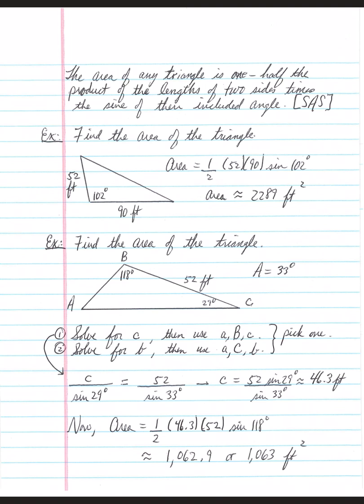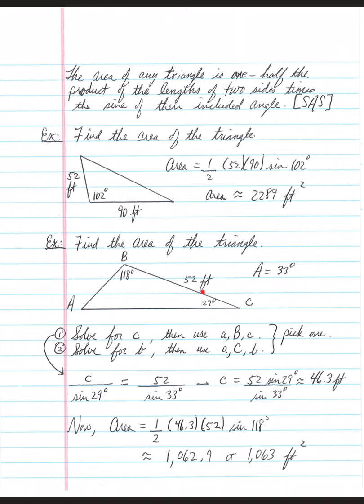There's a couple of ways to approach it. Remember, we're looking for side, another side, and the angle between. You can either solve for C, and then you can use C, 118, and 52, because that's side angle side, or you can solve for B, and then you can use what you get for B along with 29 degrees and 52. It really doesn't matter. That's why I put this note over here. Pick one. As long as you get a side, an angle, and a side, you can apply this formula. I just randomly chose side C.